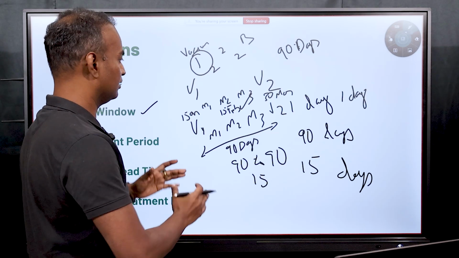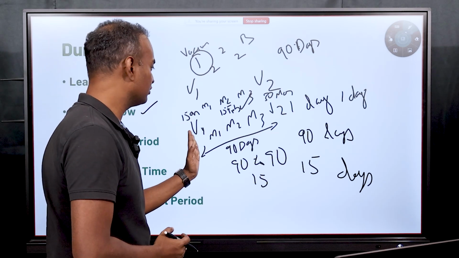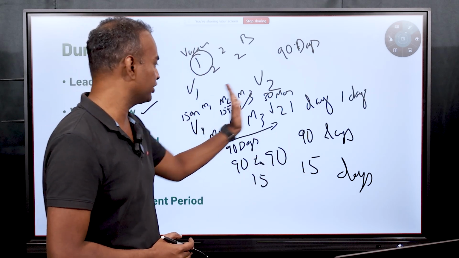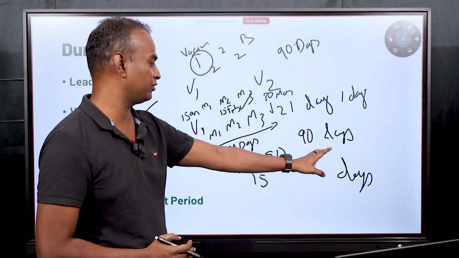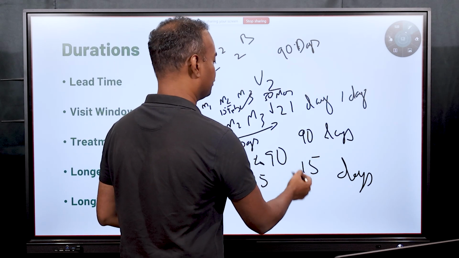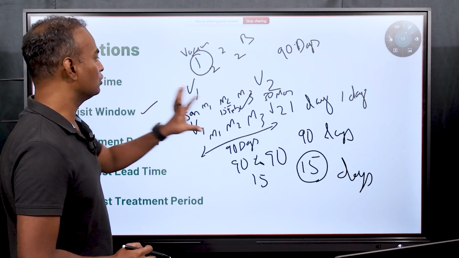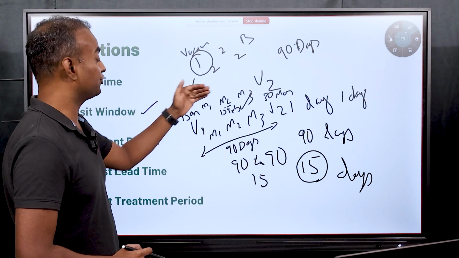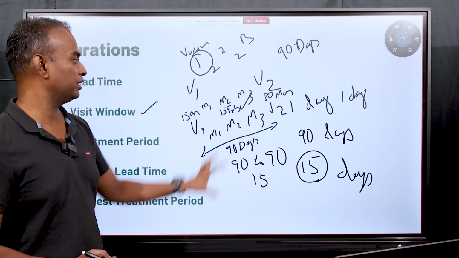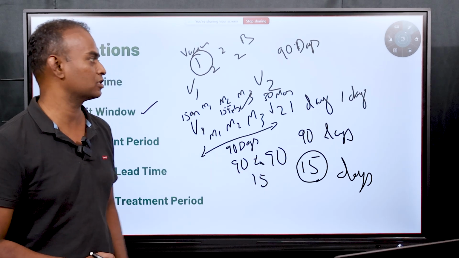Treatment period is the period between the start of the visit and the end of the treatment. When the treatment is ending, it is 15 days. After 15 days the treatment is ending. So that's the reason in this case we consider the treatment period as 15 days. Visit window will not change, but treatment period will change based on when they are taking the medicine. Okay, any questions on these three scenarios I have explained?